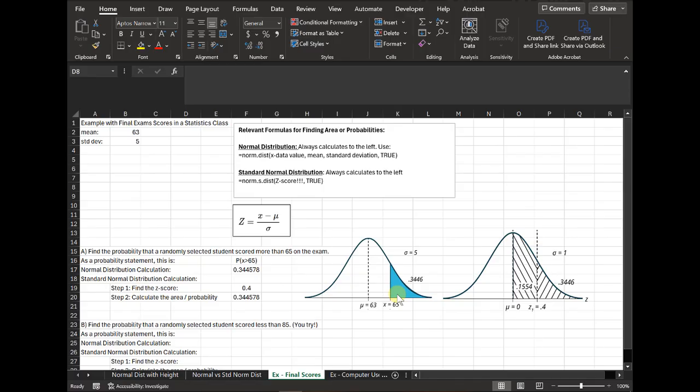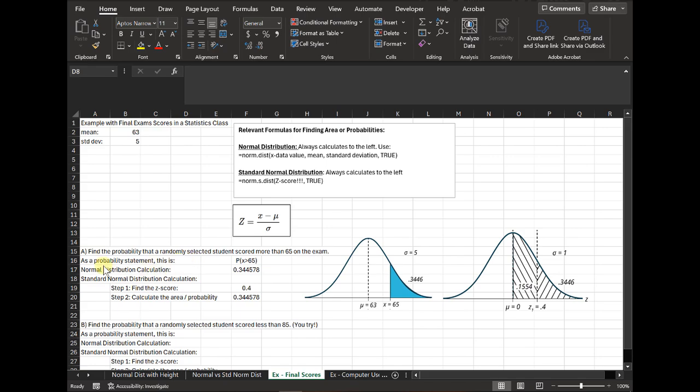You can either use the normal distribution or the standard normal distribution. The standard normal distribution would be over here. It's always centered at 0, but it requires that you know the z-score of 65. We'll come back to this idea in a second. Let's finish talking about this and then we can pivot to the standard normal distribution.